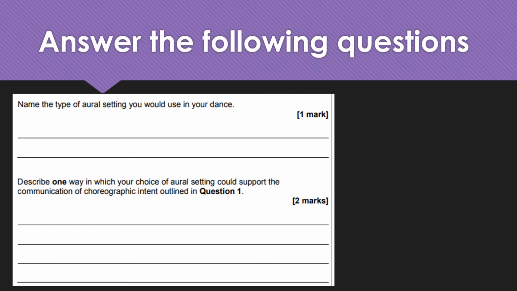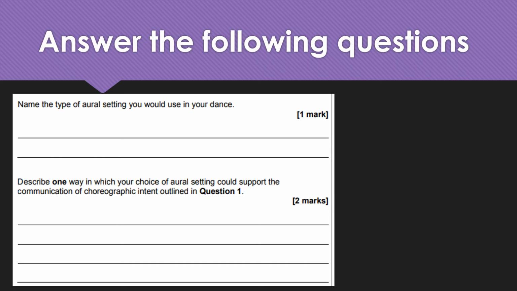Okay, so once you've done that, you should have a choreographic intention that you're going to stick to, and you'll need that choreographic intention to answer the following questions about aural setting. So question at the top there, name the type of aural setting you would use in your dance. We know that we've just studied 8 types of aural setting. All you need to do is name one of them. However, the one you name is the one then you need to talk about in the following question.